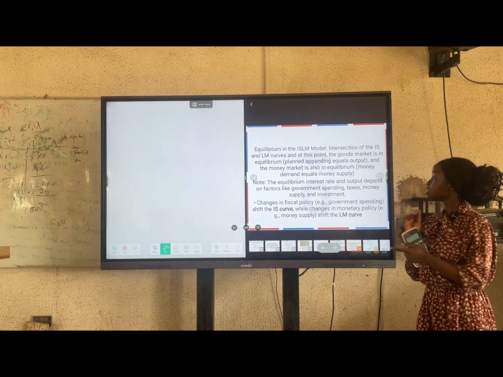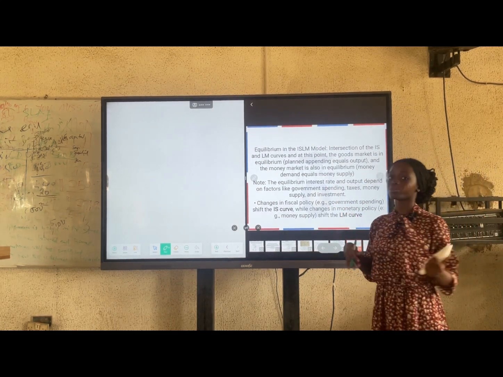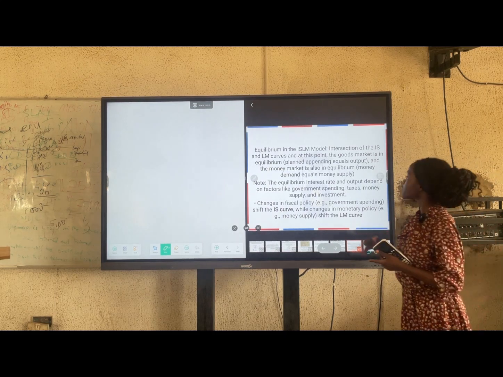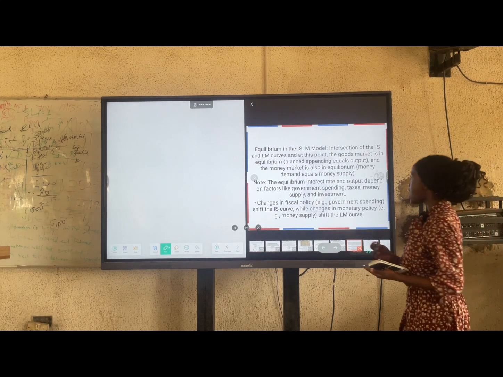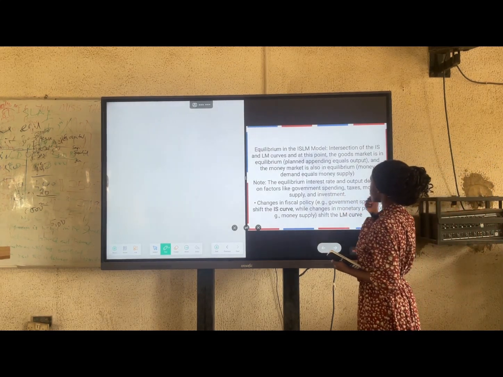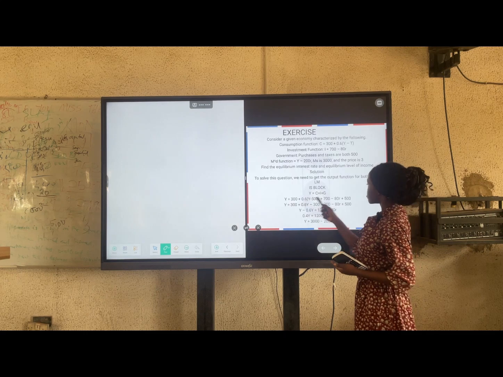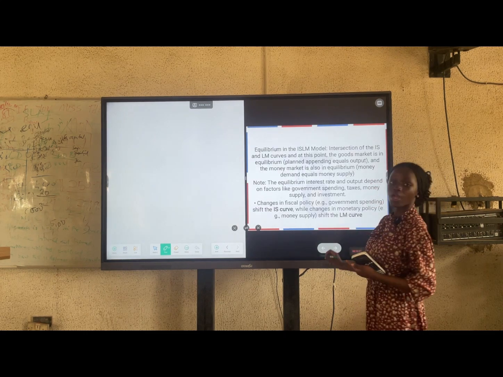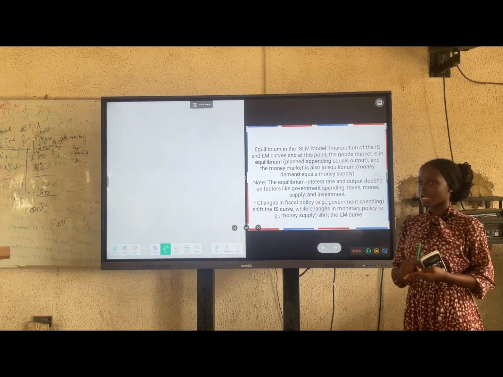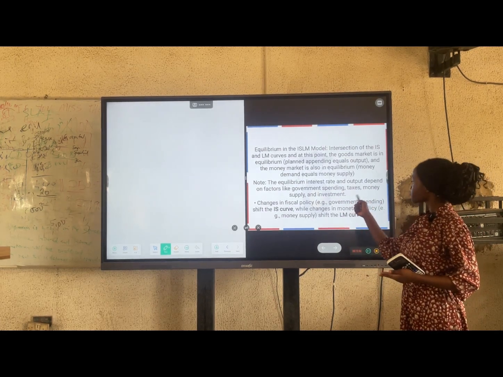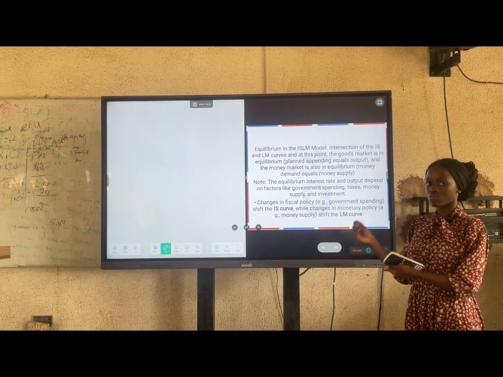Note the equilibrium interest rate and output depend on factors like government spending, taxes, money supply, and investment. Changes in fiscal policy, for example government spending, shift the IS curve, which is the goods market, while changes in monetary policy shift the LM curve, as with money supply.